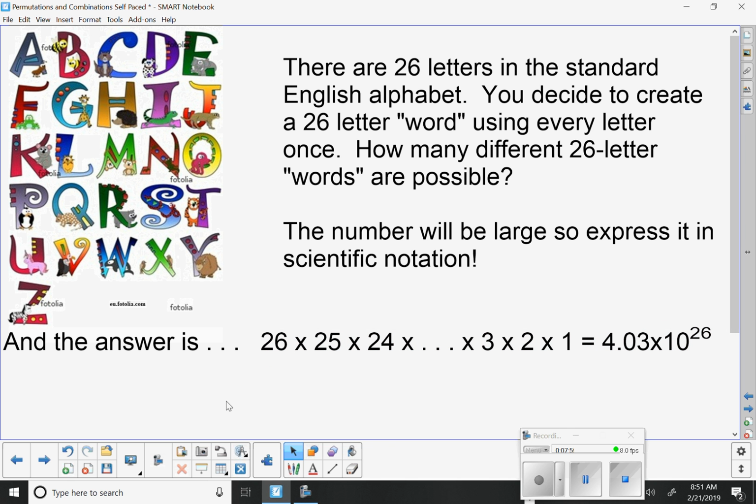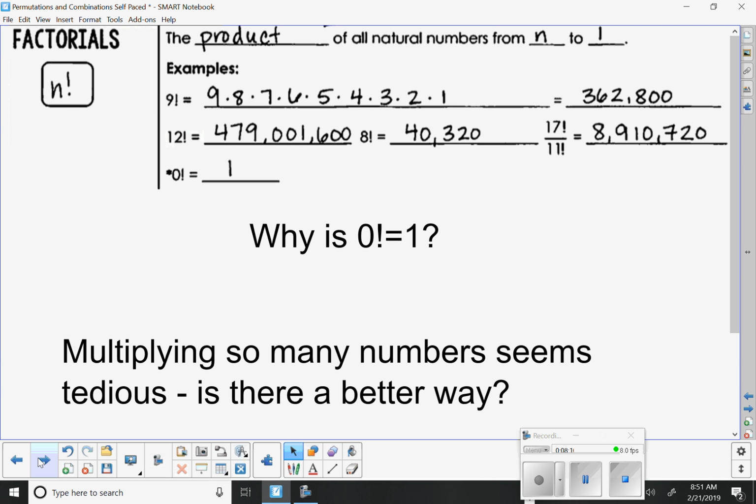It's a huge number, way huge. And was it not a bit tedious to type in 26 times 25 times 24 times 23 all the way down to times 1? And yes, you could save yourself some hassle and not type in the times 1. I get that. It is tedious. And therefore, mathematicians came up with something that we call factorials.